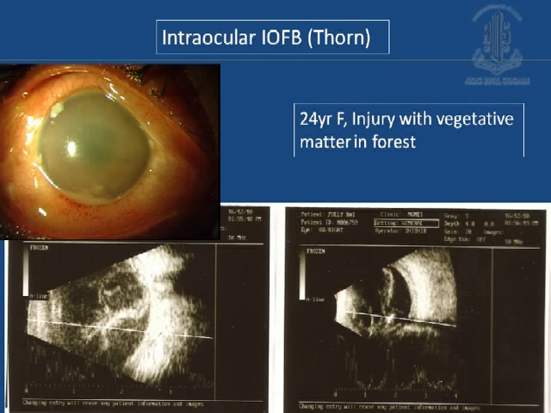You could find a membrane-like lesion with multiple echo-reflective opacities, a lesion which is very hyperreflective, projecting inside the vitreous cavity from one corner of an area, and definitely behind that you can see acoustic shadowing, suggestive that the patient had an intraocular thorn go inside while she had gone to cut wood.